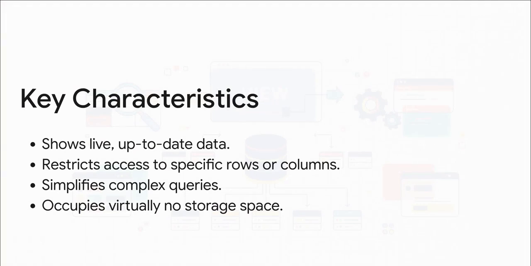So what makes this little lens so powerful? Well, first off, whatever you see through it is always live, up to the second data, fresh. Next, it lets you restrict access, which is exactly how we solved that payroll problem we talked about. We can show things like job titles and departments, but completely hide the salary column. It also makes things way simpler by hiding all the complex logic. And maybe best of all, this powerful tool takes up practically zero storage space.